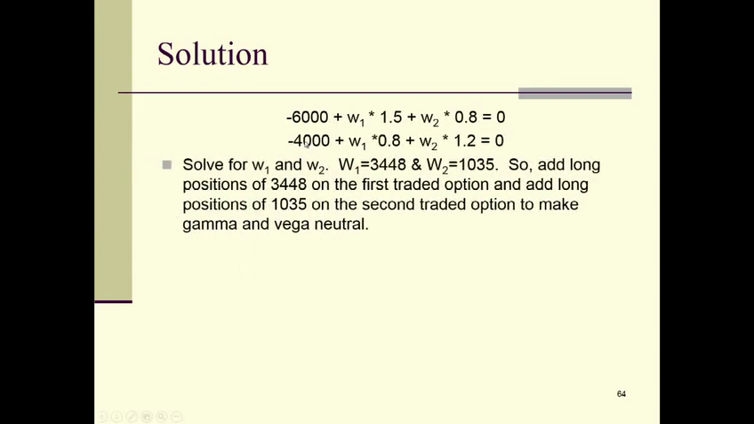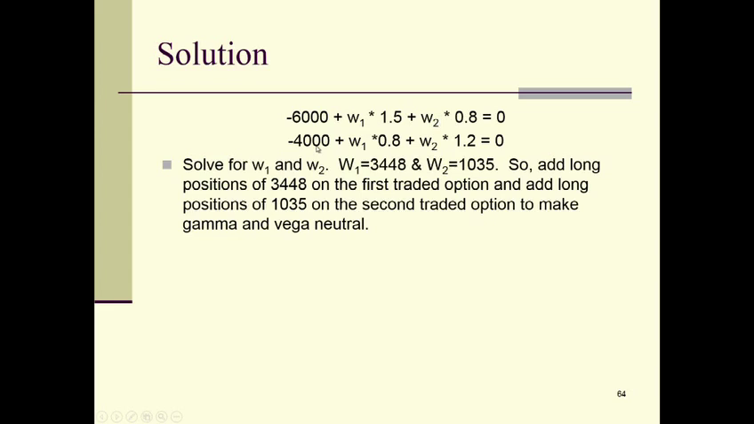So you know that your portfolio gamma and vega is 6,000 and 4,000, right? Is it 6,000 and 4,000? Okay, it's 6,000 and 4,000. And let W1 be the weighting for the first traded option, W2 be the weighting for the second traded option. So you want to equate it to 0 so that you neutralize the gamma. So 6,000 is your portfolio gamma. The gamma for the first traded option is 1.5. The gamma for the second traded option is 0.8.